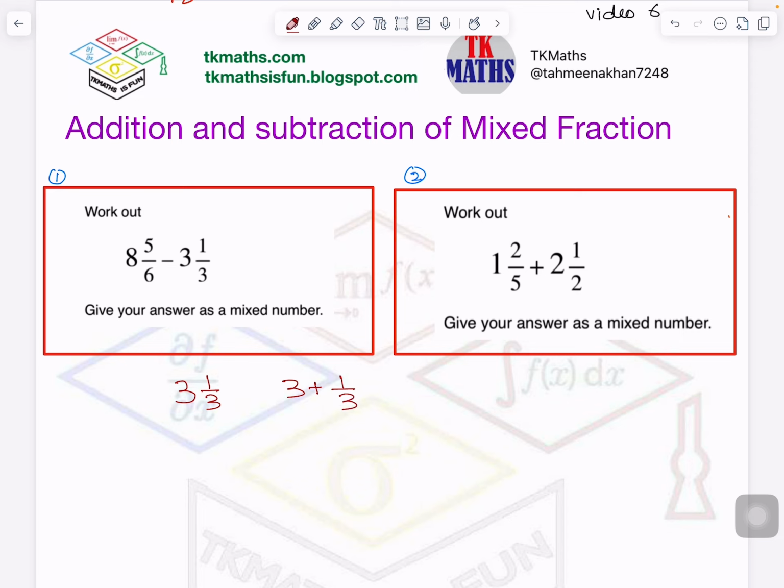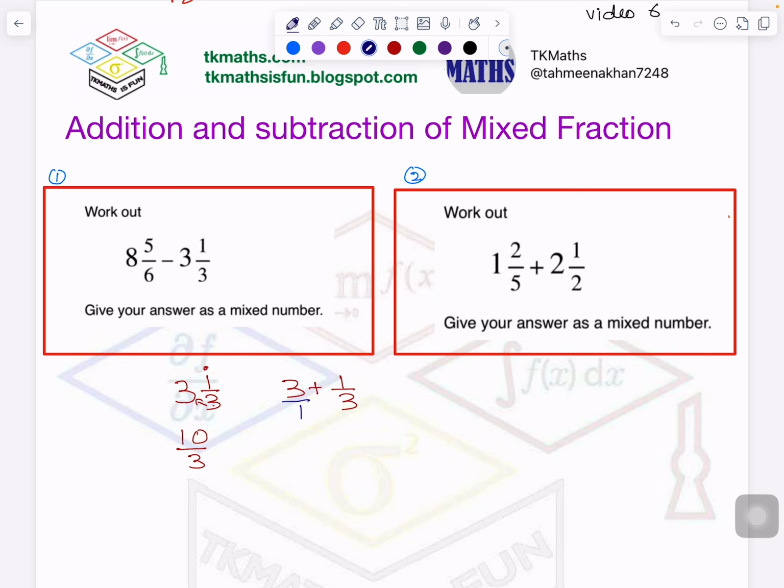So how do you change this mixed fraction into an improper fraction? You multiply 3 times 3 and then you add this number which is here. So 3 times 3 is 9, 9 plus 1 is 10. So this is how you change your mixed number into an improper fraction. See in the other form which I have written here, when there is no denominator, it is 1.